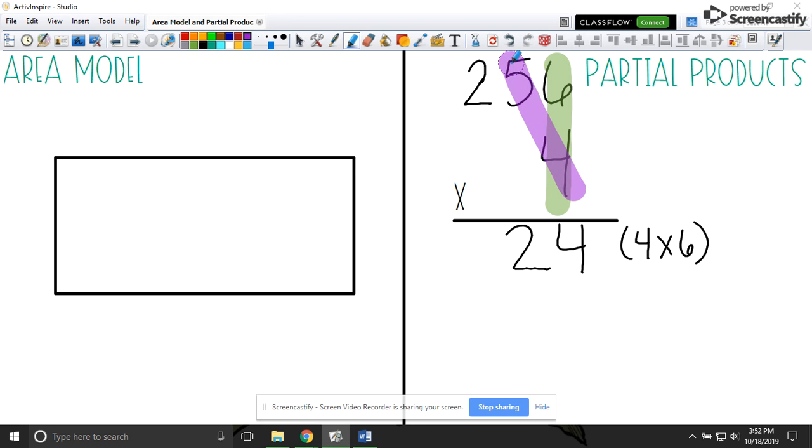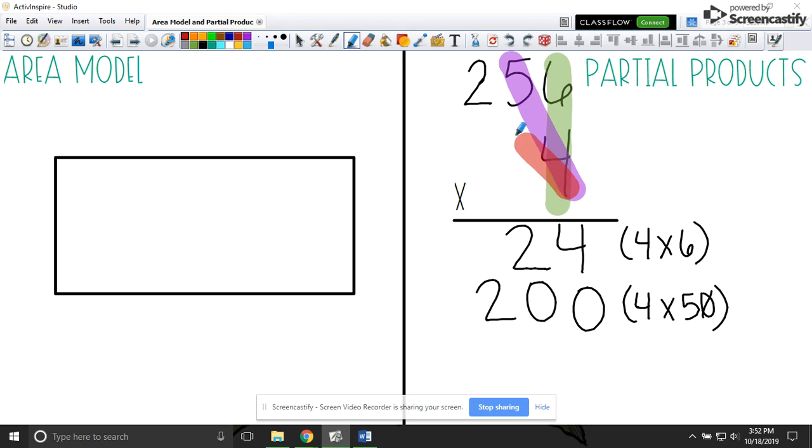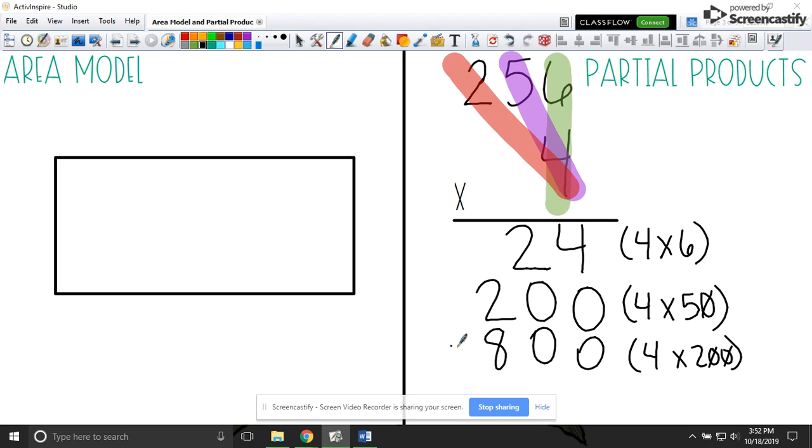Next, you're going to use 4 times 5, or 4 times 50, because it's in the tens place. And 4 times 50, that's 1 0. 4 times 5 is 20. And finally, we're going to do 4 times 2, understanding that that's really 4 times 200. So we have 2 zeros, and 4 times 2 is 8.